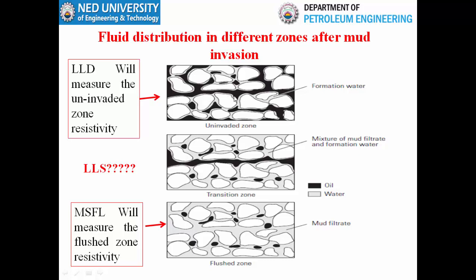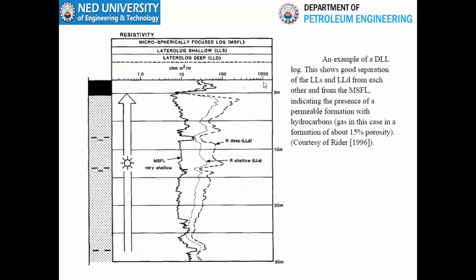Because of the different fluid distribution in different zones around the wellbore, we need to determine the resistivity of each zone. By measuring the resistivity of the different zones, we make a resistivity profile. And by comparing the resistivity of the flush zone with the deep zone, we can determine whether the zone contains hydrocarbon or not.